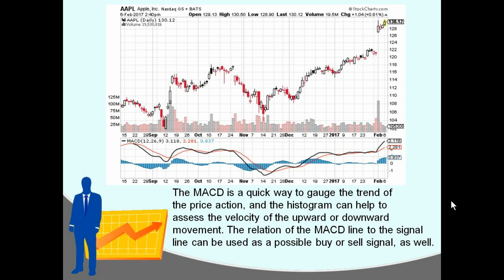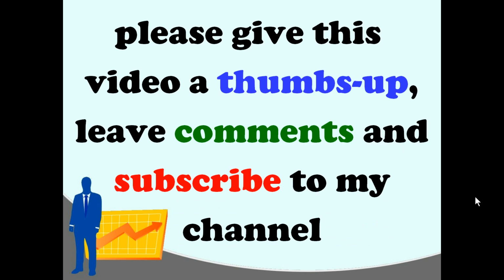The relation of the MACD line to the signal line, in other words, is the MACD line crossing above or below the signal line, can be used as a possible buy or sell signal as well. Alright, so that's my basic introduction to the MACD. I hope it was helpful, and you can add it to your toolbox or arsenal, so to speak, of indicators.